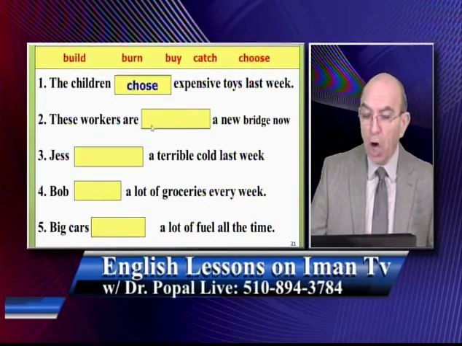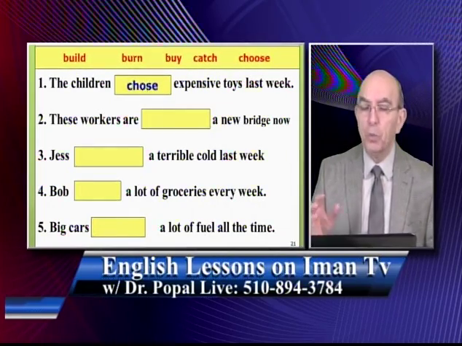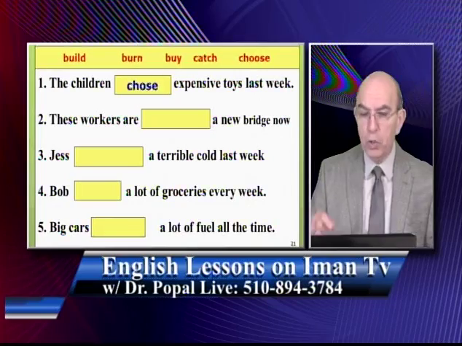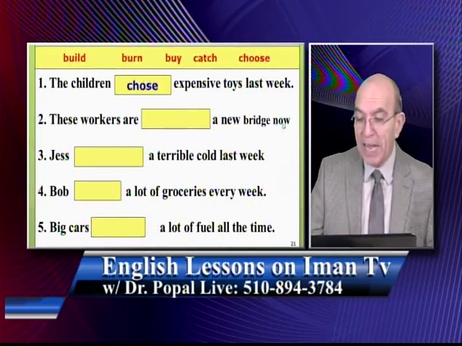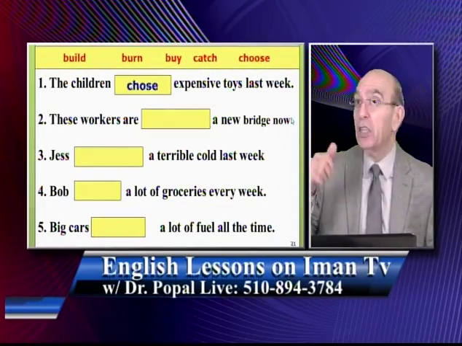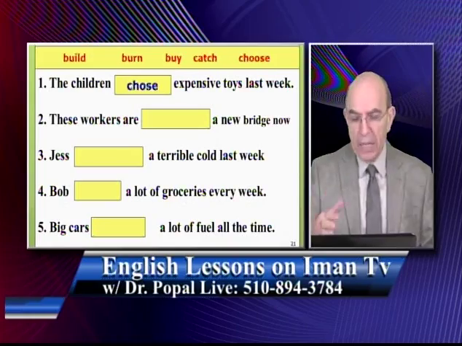These workers are blank, a new bridge now. What do workers do with the bridge? Which word will make sense here? And again, look at the time. Now, not yesterday, not every day, not tomorrow, but right now. For right now, what do you use?